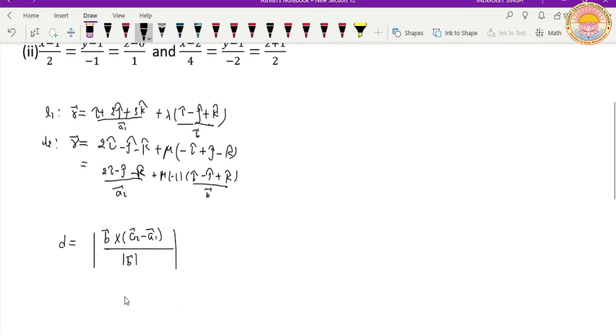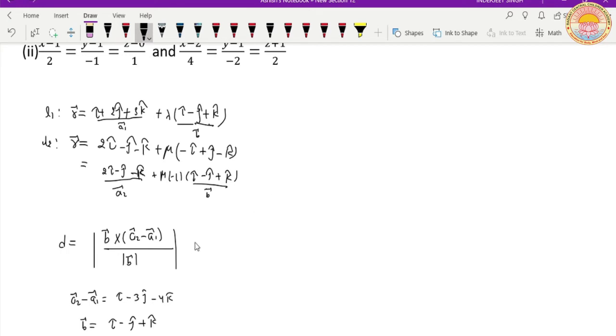Now first we have to find the value of vector A2 minus A1. So vector A2 minus vector A1 is equal to 2i minus i cap, minus j minus 2j, that is minus 3j cap, minus k minus 3k, that is minus 4k cap, and vector B is equal to i cap minus j cap plus k cap.